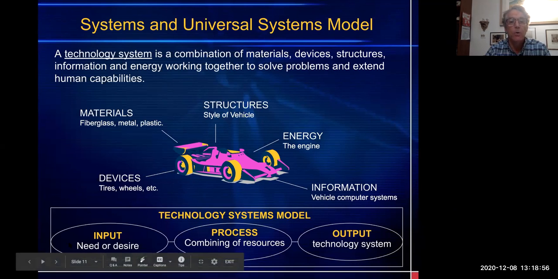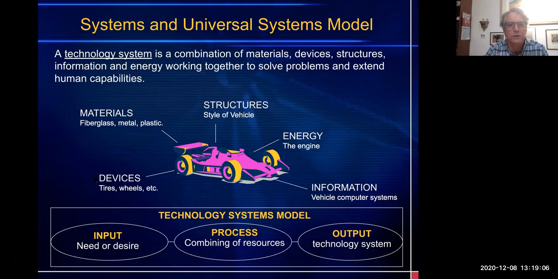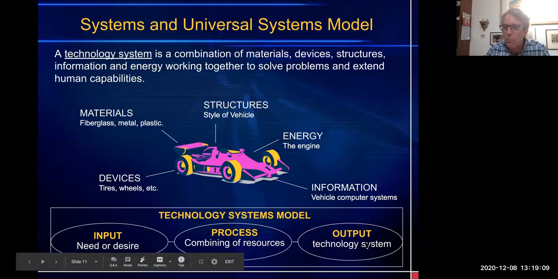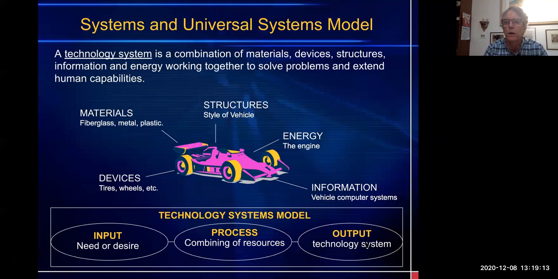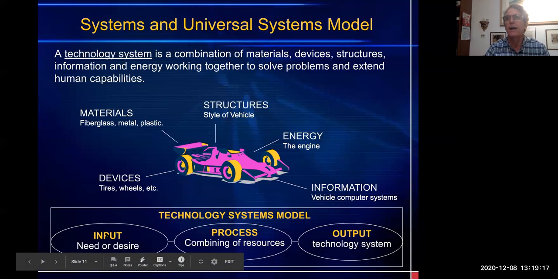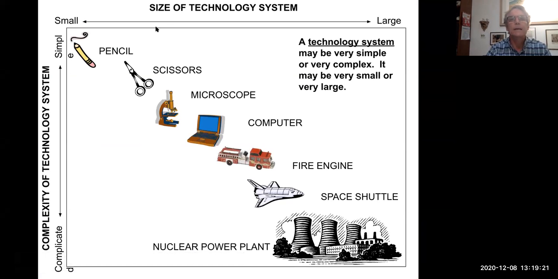Okay, so input, need or desire, want to go fast. Process, we combine resources. We need materials, structures, energy, information, devices. And I output a technology system. I build a Formula One car so I can fulfill my desire to go fast. All right? These are sizes of technology systems.